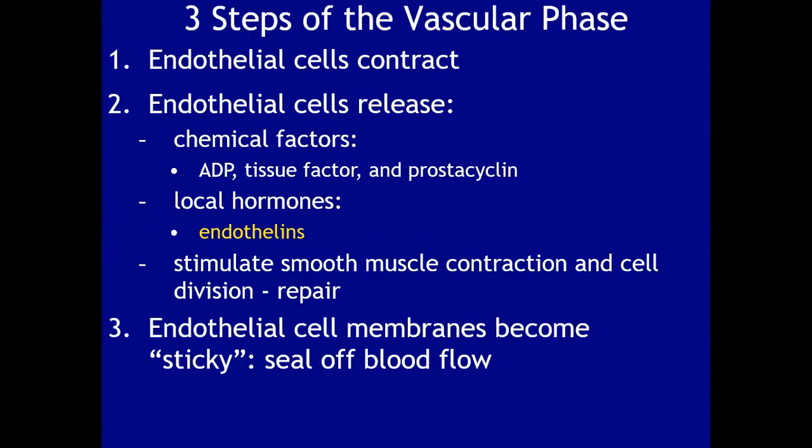So the way it works is the endothelial cells, those are the epithelial cells, but the ones that are on the inside next to the blood in the vessel, okay? They're going to contract, and because of this cut, they are going to release chemicals, okay? They're going to release chemical factors and hormones that are going to affect what's going on in that specific area, okay? Now, these endothelial hormones are going to stimulate smooth muscle contraction, and they're going to say, okay, let's start increasing cell division in this area. And that way, we'll get repair going on, okay?